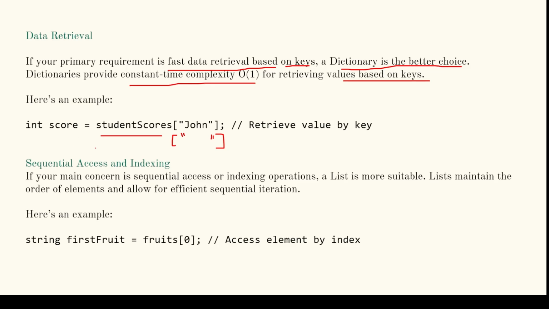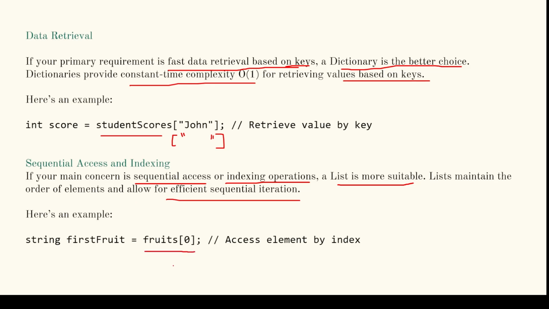Sequential access and indexing. If your main concern is sequential access, notice the difference here. What we are saying is, if your primary motive is to access the elements based on keys, you will go with dictionary. If your motive is to access the elements sequentially or by using the indexes, list is more suitable. List maintains the order of elements and allows for efficient sequential iteration. So if you want to just iterate all the elements using a for loop or foreach loop, the list will be the most suitable one. Okay.